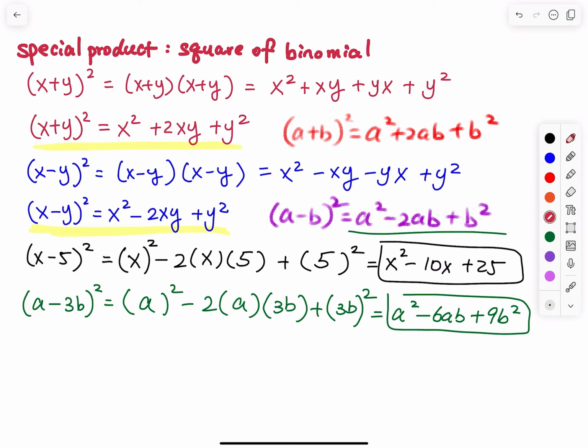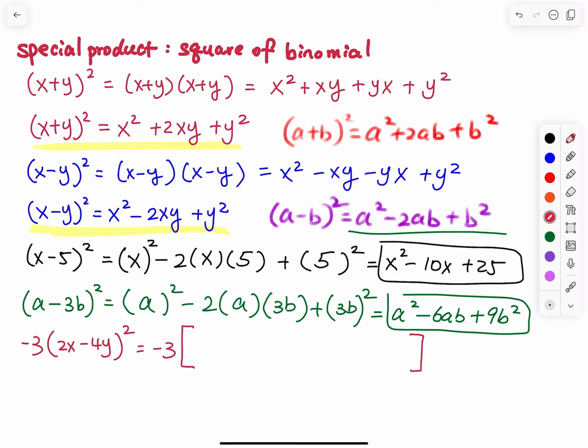Let's try another one. How about 2x minus 4y and then square, and I'm going to add some number in front. How about put a negative 3 in front? So this time we are going to write the negative 3 and then completely ignore that. We will do the special product inside the square bracket.